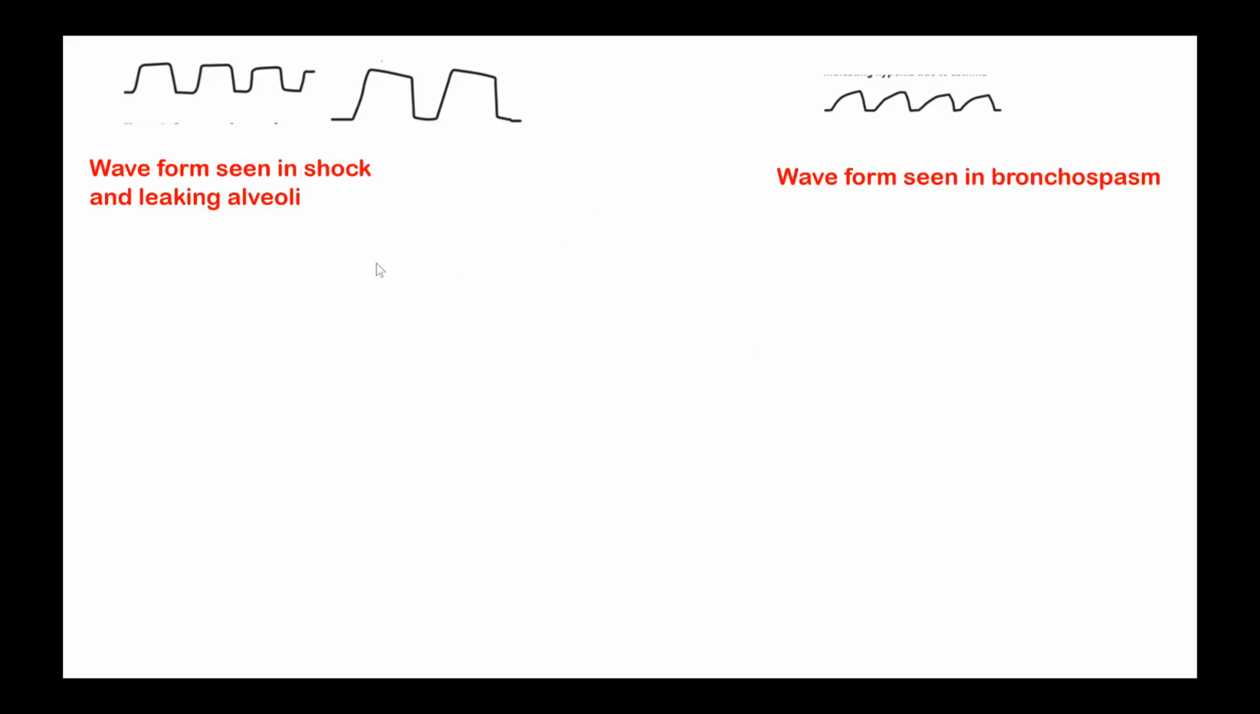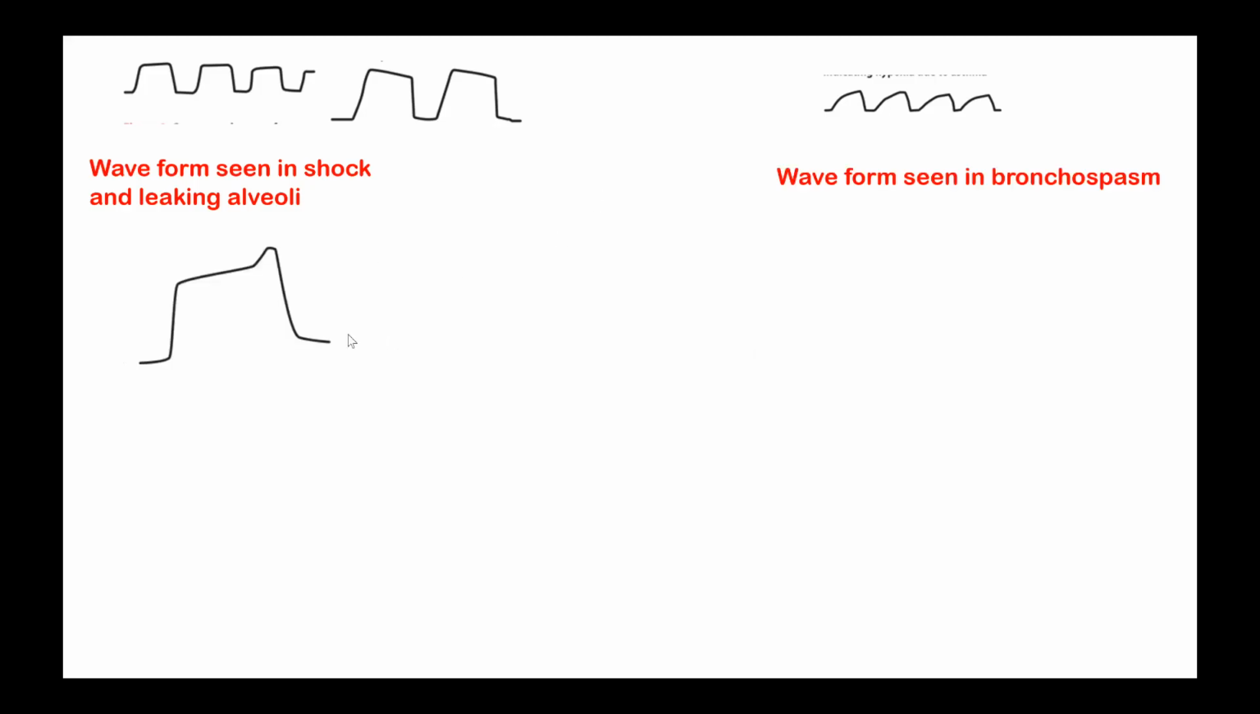Now there are a few pictures of capnography. Can you identify? Hypoventilation and hyperventilation, sir. Hypotension. Gradually increasing. Waveforms seen in shock and leaking alveoli. Okay. What is this pattern? Bronchospasm. Okay, very good.